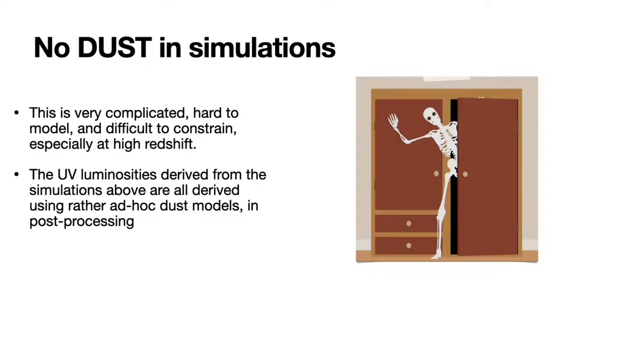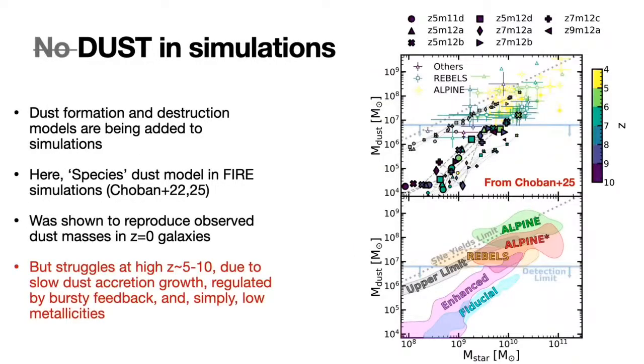There have been some attempts to include the formation of dust and destruction of dust in simulations. So here with the species dust model. But finding that it's actually quite hard to grow dust at high redshift in the simulation compared to what's found in observations at high redshift. So there are estimates at high redshift for the dust contents of galaxies, and it's much more than can actually be produced with the dust models that we think are correct and work well at low redshift.